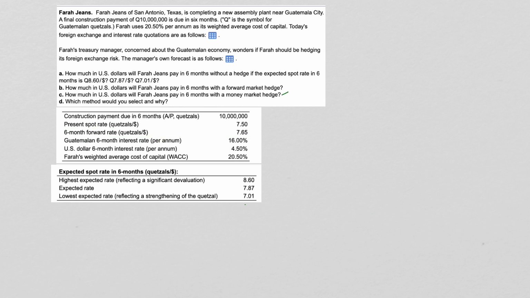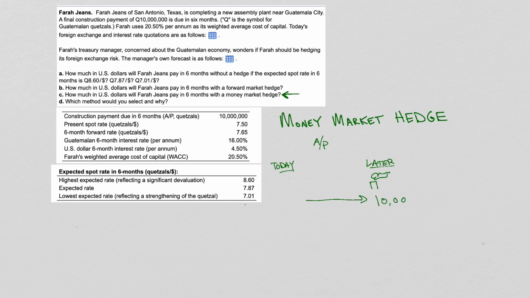Part C, the money market hedge, is where it gets a little more tricky. What we've got here is an accounts payable. Today, we are sitting around, and later we're going to build this factory in another country, and that means that later we're going to pay 10 million Guatemalan quetzals. So it's like an accounts payable because we've incurred it today. We're going to have to do it, but we haven't actually paid for it yet.